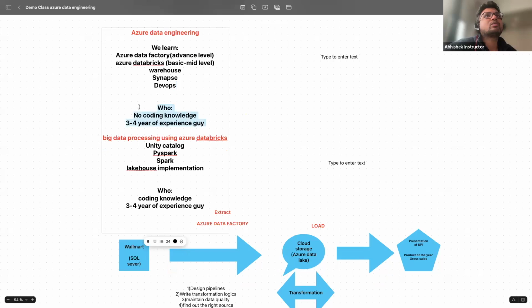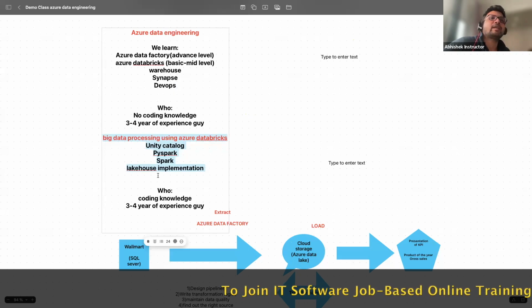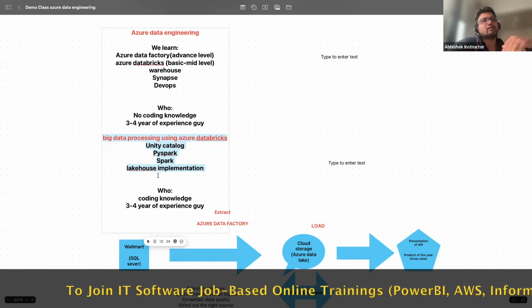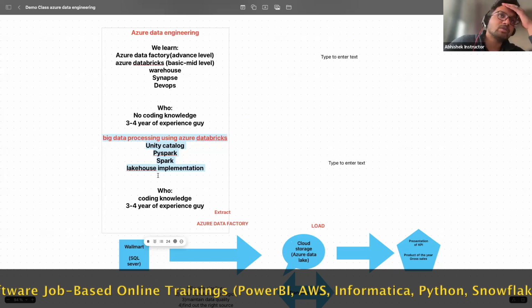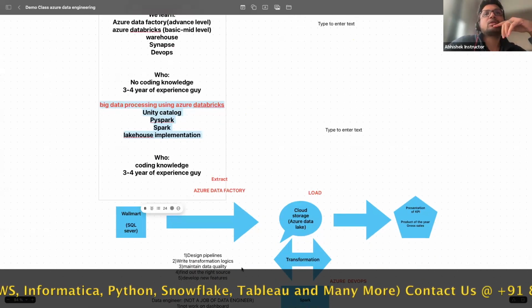Who should enroll for this course? Those having no coding background, or 3 to 4 years of experience, should learn this particular course. And if somebody wants to focus only on Spark and Databricks, then you should enroll for this particular course. And if you are an experienced person, with 6 or 7 years of experience, or even less experience, and you want to learn everything at once, then you can enroll for both of the courses. That would be very helpful for you, because you know everything at once, right? So this is about the course curriculum.